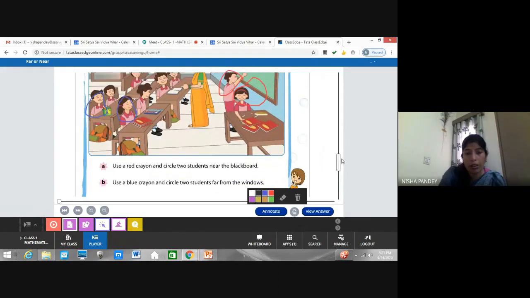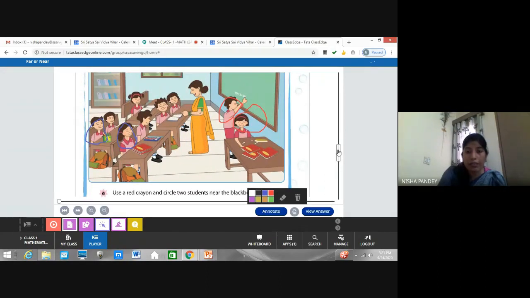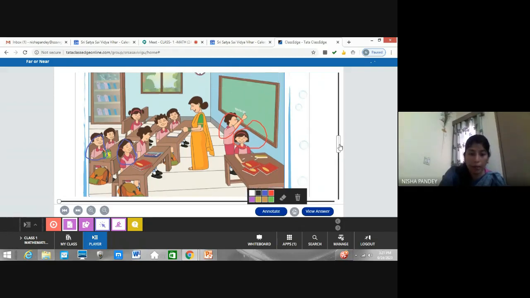All right. But as we have already learned farthest also, as we have understood the concept, when there are more than two objects or pupil, we can say farthest. So here these two are farthest from the window. All right, yes. So let's do the next one.